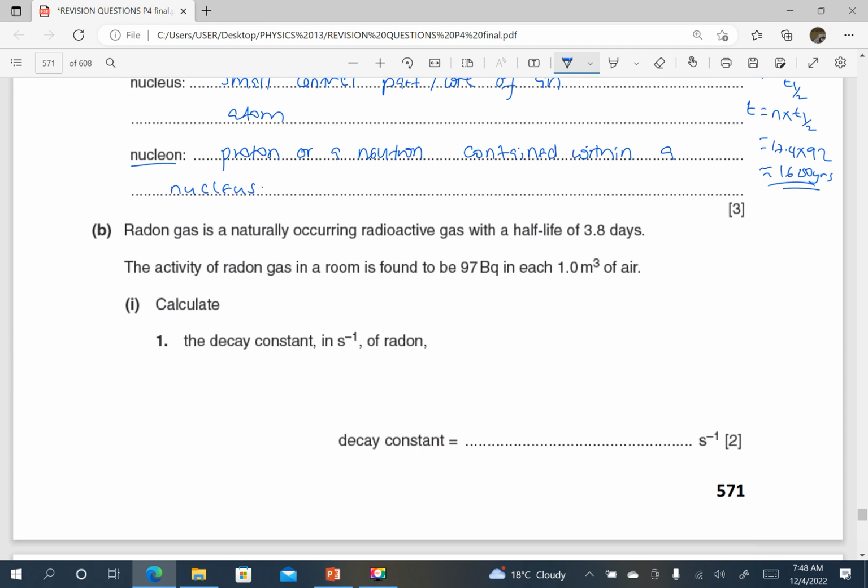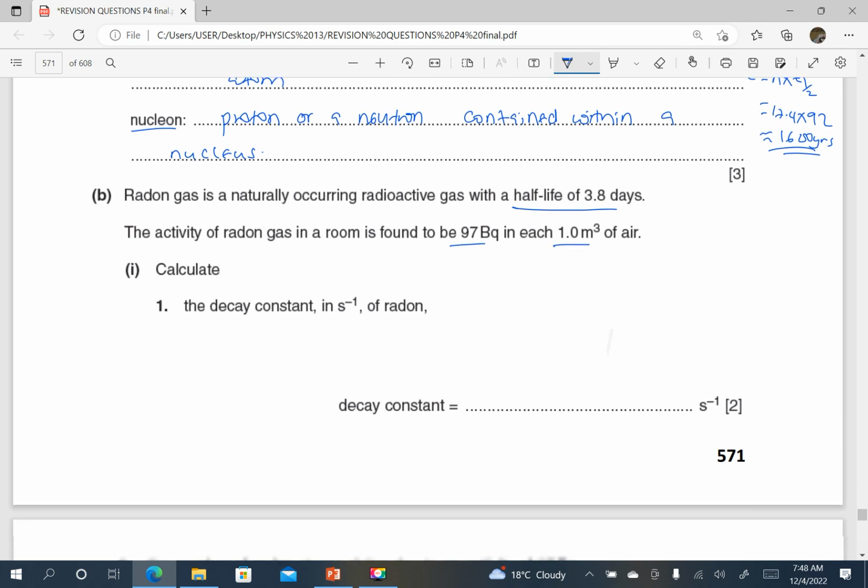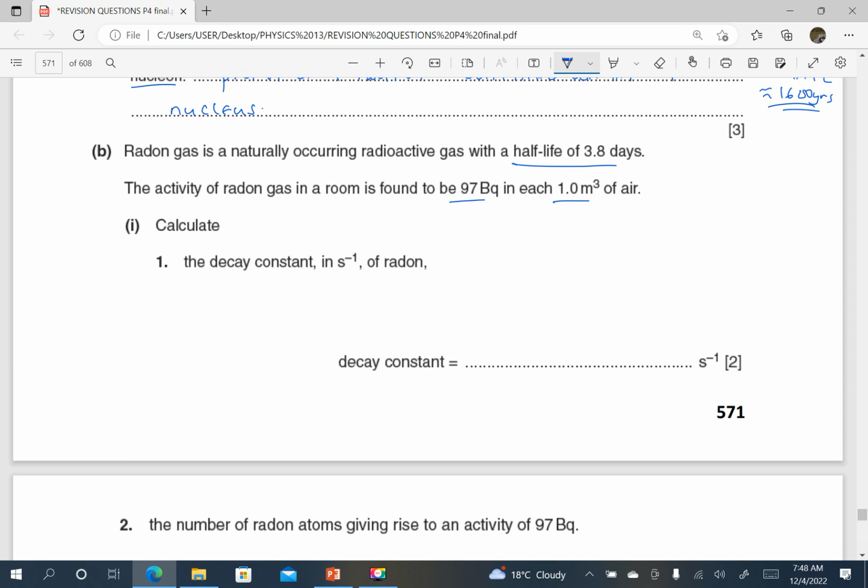Radon gas is a naturally occurring radioactive gas with half-life of 3.8 days. The activity of radon gas in a room is found to be 97 becquerels in each 1.0 meters cubed of air. Calculate the decay constant in per second. So we know that decay constant is the probability of decay per time. So this is ln of 2 over half-life. So this will be ln of 2, and the half-life is 3.8 days.